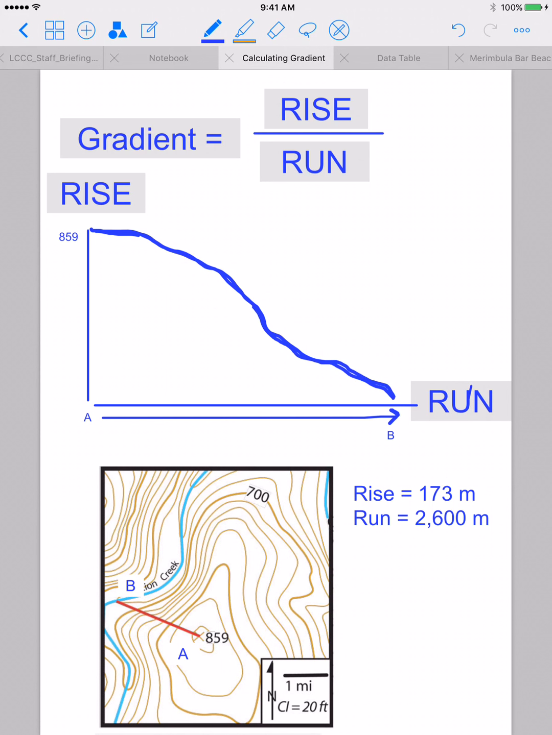At the top of the screen, you'll see that the formula for calculating gradient is presented. Gradient equals rise over run.